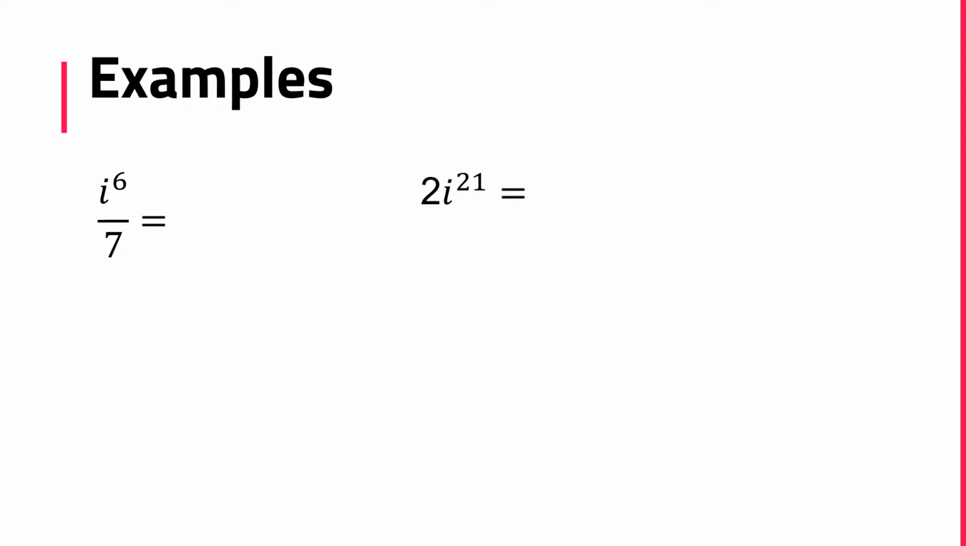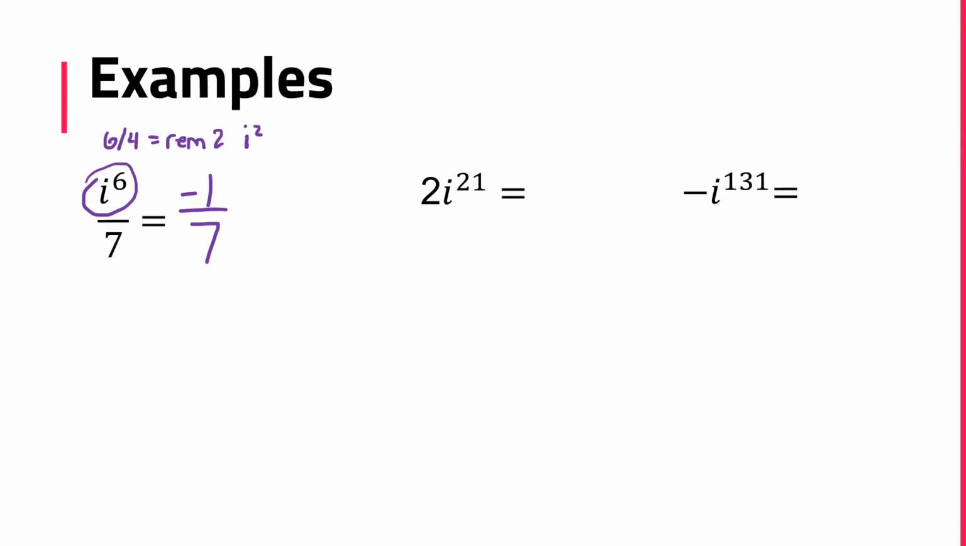All right, let's take a look at a couple more examples. These aren't in your notes, but I just want to provide some more options since this is really new. So this i to the 6th, if I divide 6 by 4, it fits in once with a remainder of 2 units. So remember, a remainder of 2 means i to the 2nd, which is the same as saying negative 1. I've got to divide by 7, so I'm just going to leave it. My answer, or my simplified piece, is negative 1/7.